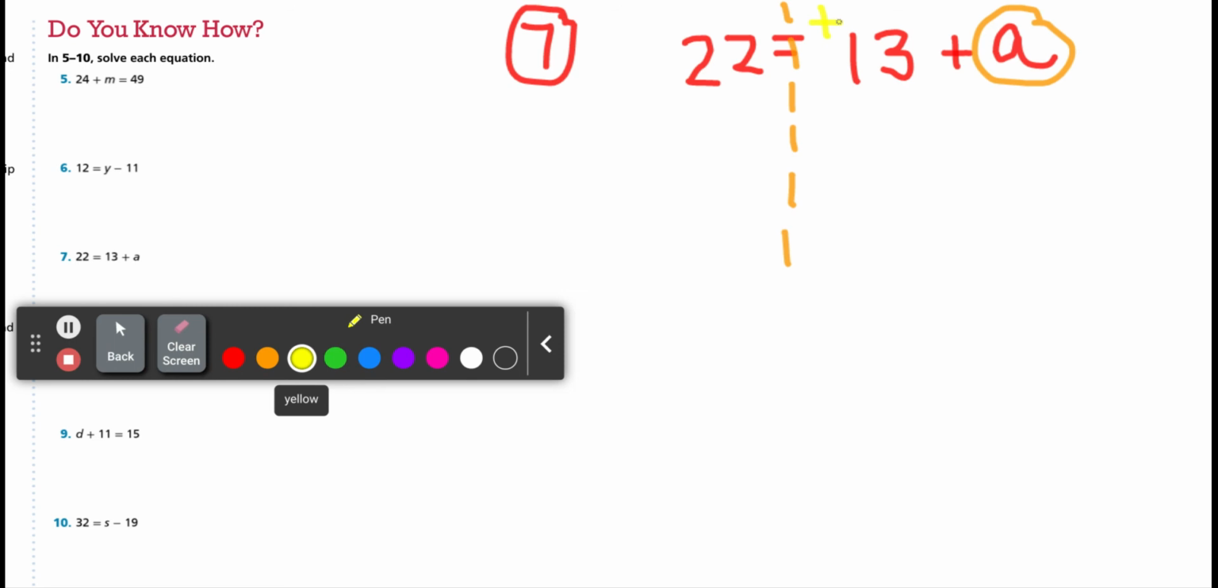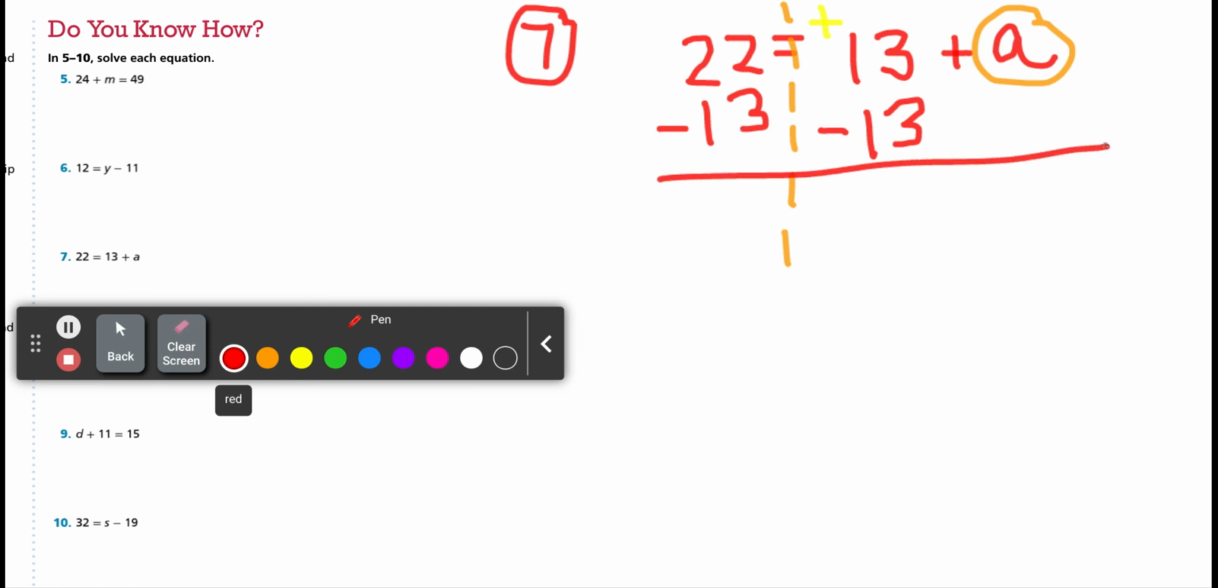What's the opposite of plus 13? The opposite of plus 13 is going to be minus 13. Whatever I do to one side, I have to do to the other side. Minus 13. So on the right side of my equation, I have plus 13, minus 13. Those are going to cancel. All that remains on my right side of the equal sign is a. What does a equal? A is going to equal 22 minus 13, which is 9.